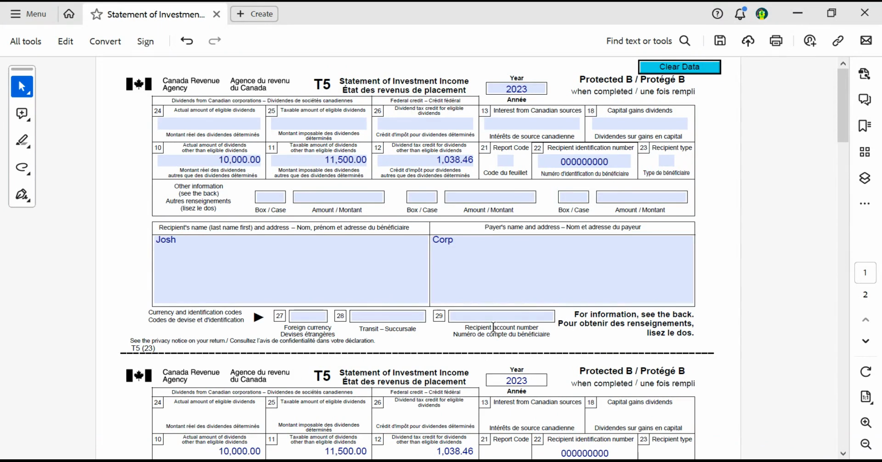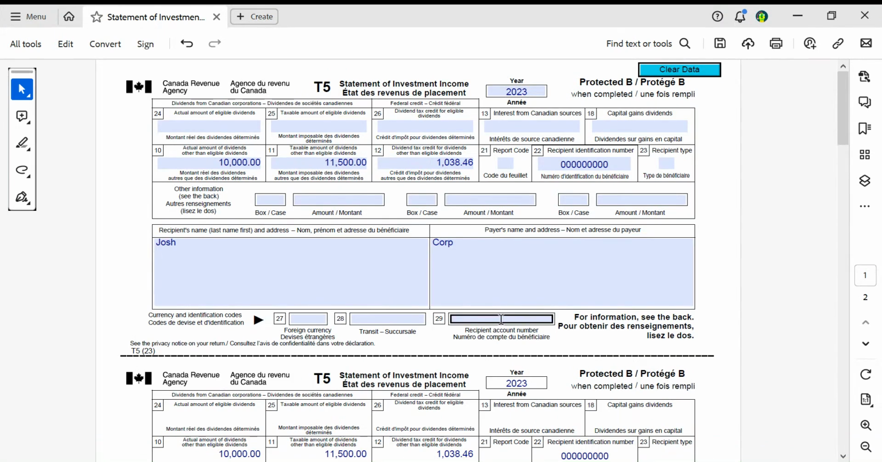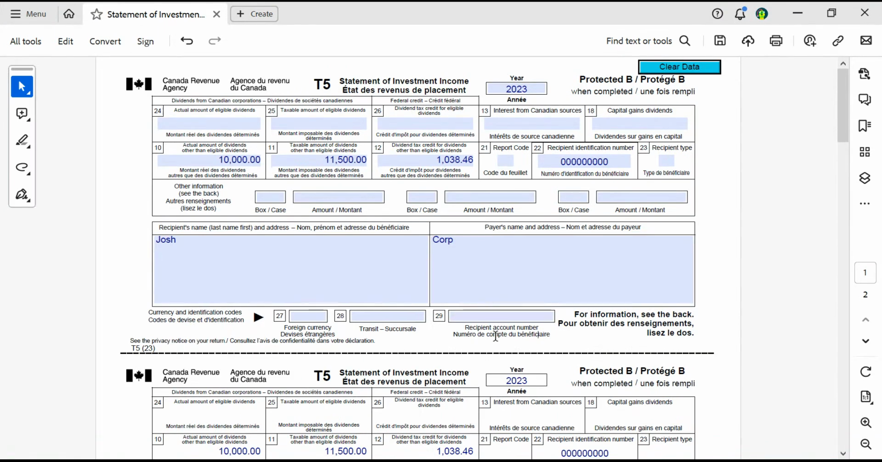And I don't really need to worry too much about this stuff, except I would put the recipient. You wouldn't worry about this. This would be if you were receiving a dividend from a bank or something like that. They would fill this part out.